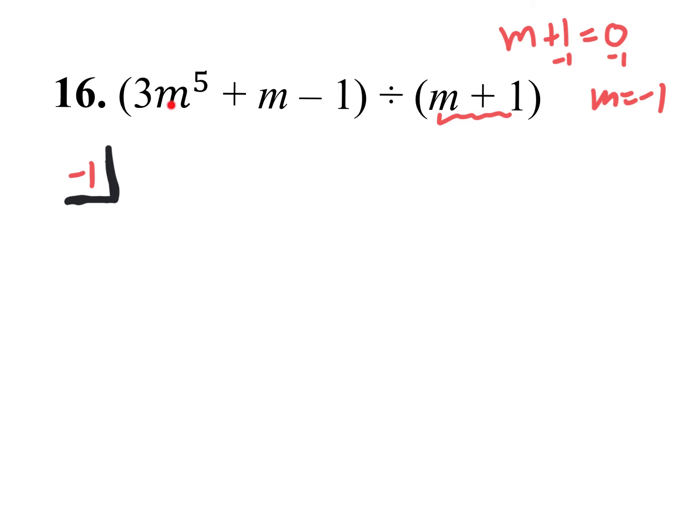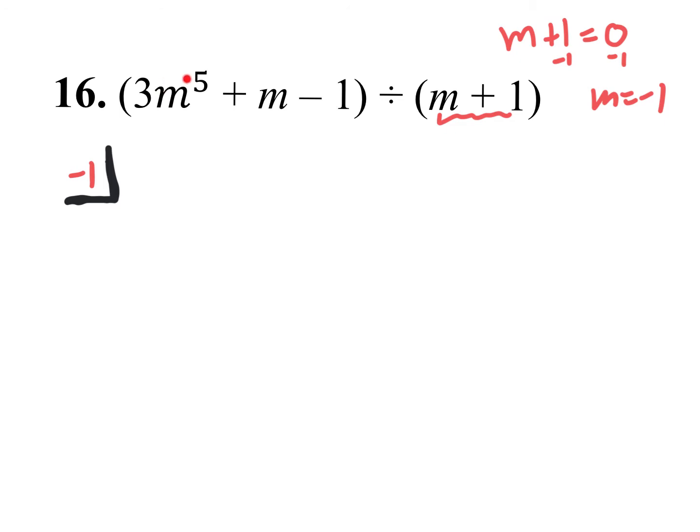So notice we have m to the power of 5. Do we have m to the power of 4? No. Do we have m to the power of 3? No. M to the power of 2? No. M to the power of 1? Yes. And the constant? Yes. So all those missing ones we have to represent with the value 0. Even if we were to do long division, you still want to represent those with 0.